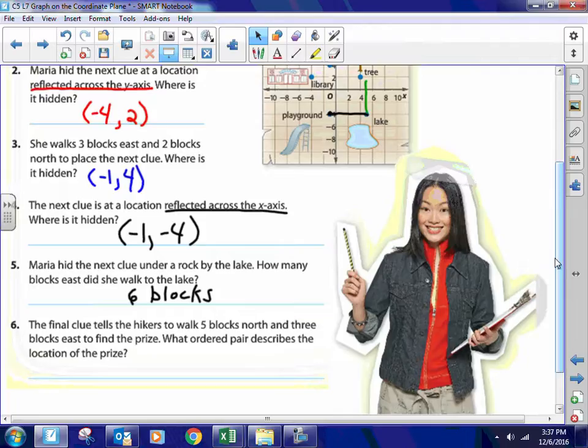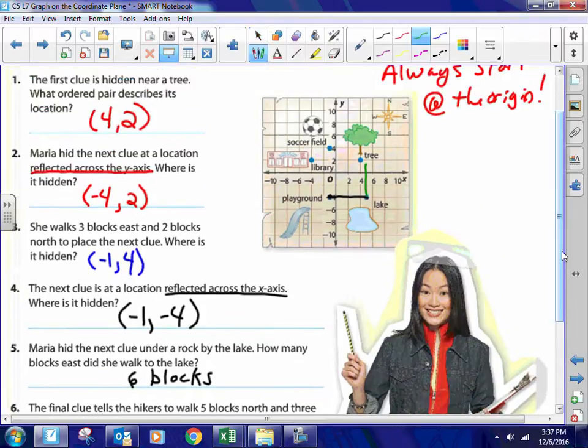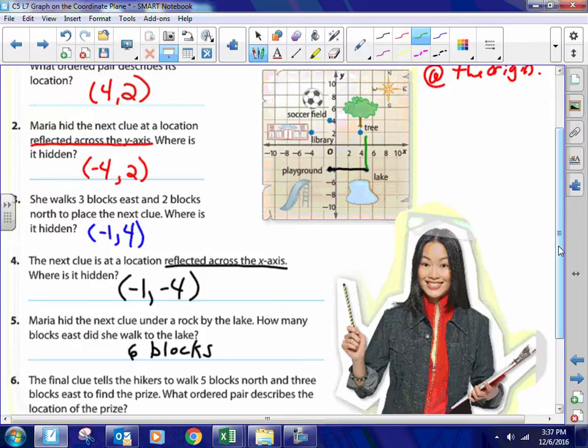There is a compass on here if you are confused about what north, south, east, west looks like. It's right here. I'll erase it so it doesn't make a mess. But that's where your compass is. So east, she said 3 blocks east? All right, so we'll move 3 blocks east. That's 1, 2, 3, and I'll put a dot right there. That's where we want to be.